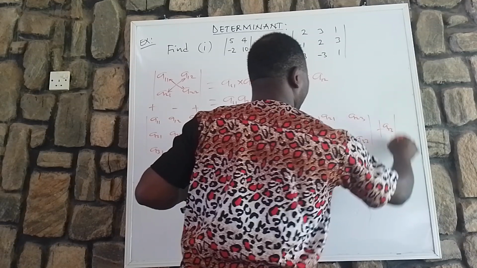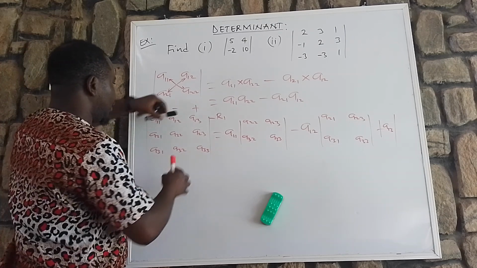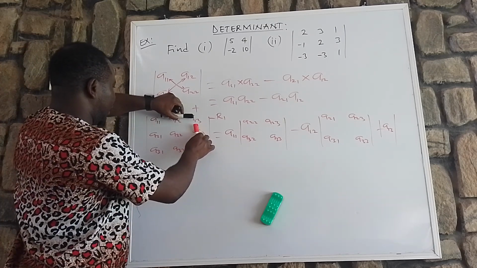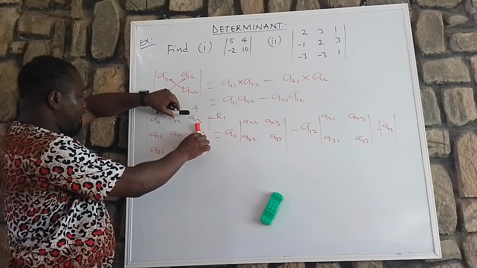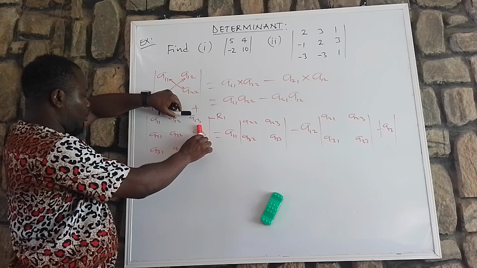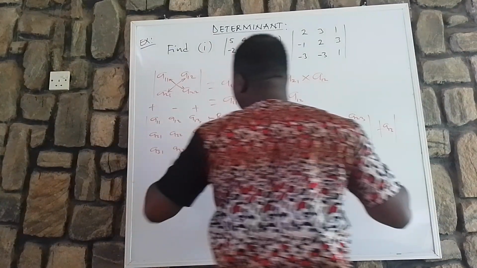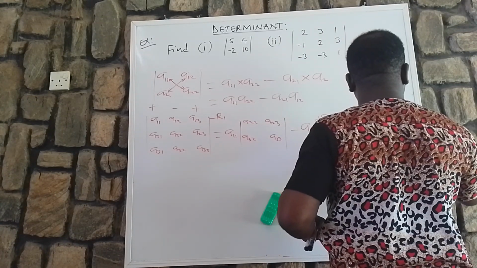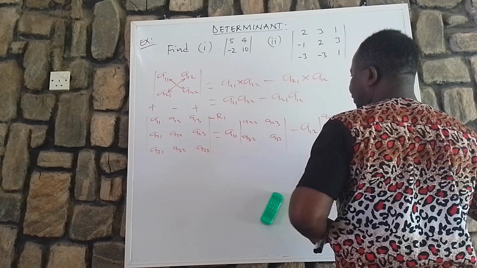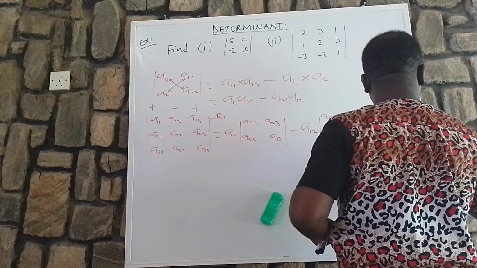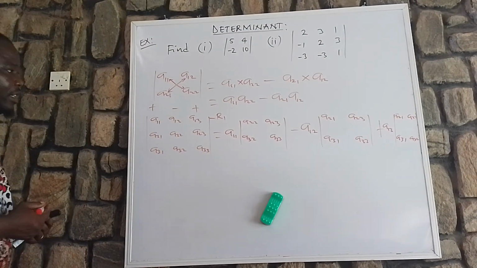Then plus A13, determinant of A13. So this will go. Look at it. You are left with A21, A22, A31, A32. True or false? So here will be A21, A22, A31, A32. True or false? So this is how to find a 3 by 3 determinant.